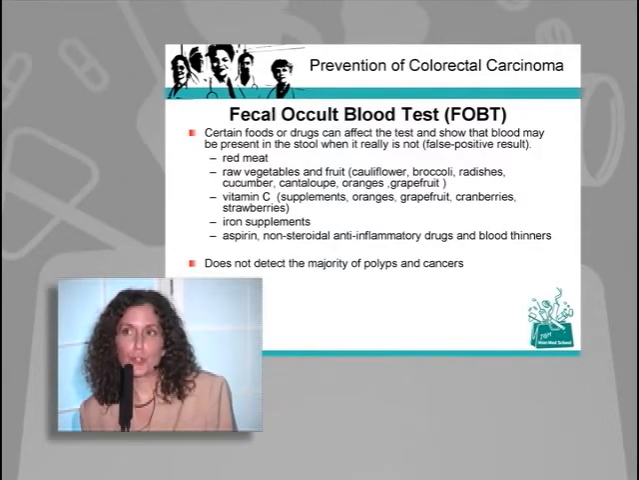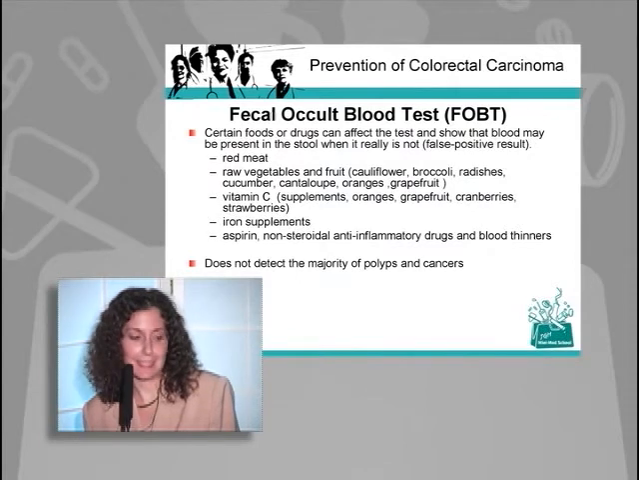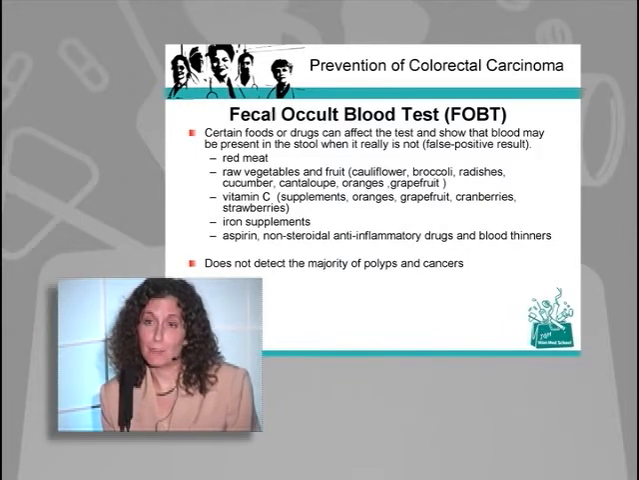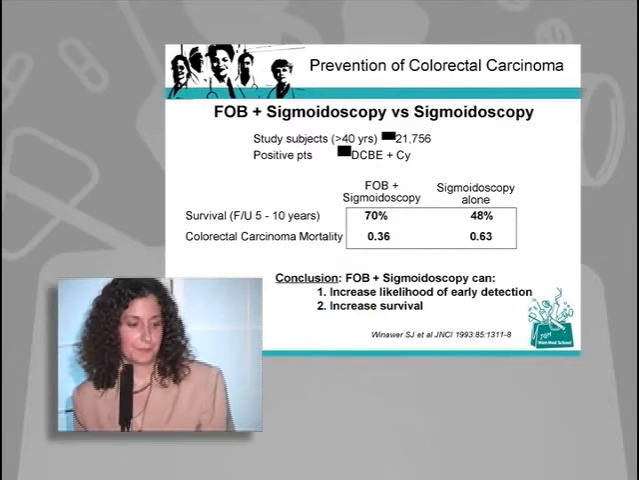There are also certain foods or drugs that can present as blood in the stool or cause the test to be positive when, in fact, it's negative. Things like red meat or certain raw vegetables and fruits like cauliflower or broccoli, vitamin C supplements or anything that contains vitamin C, iron supplements, aspirin, or non-steroidal anti-inflammatory drugs and blood thinners can cause bleeding as well. And again, they won't detect most of the cancers. You're going to miss over 60-70% of cancers and polyps.